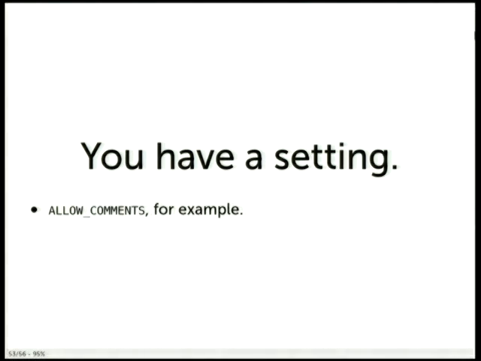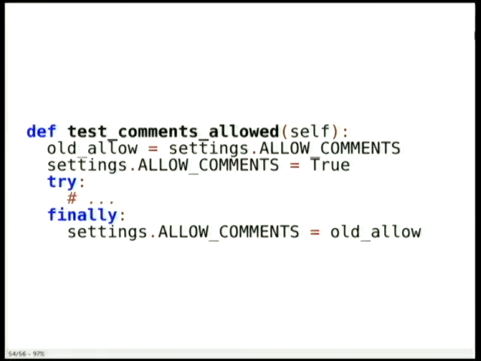One last thing, just because it's a nice new thing in Django 1.4. You have a setting in your code, we'll say it's called allow comments. This is the way people always used to do testing that depends on a certain value of that setting. You want to do a test that comments are allowed when the allow comment setting is true. So you have to do this whole try finally thing.